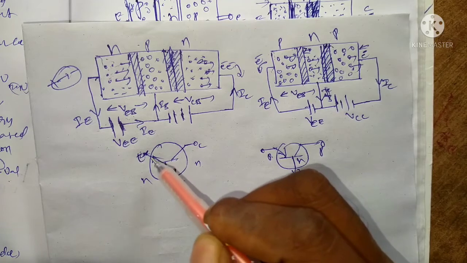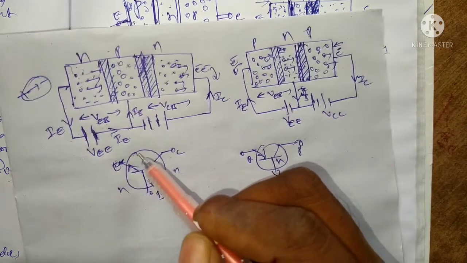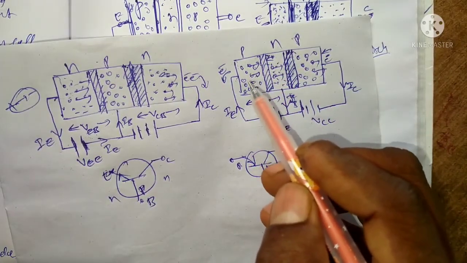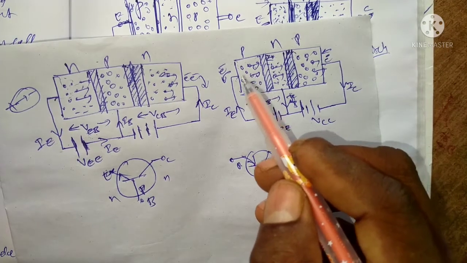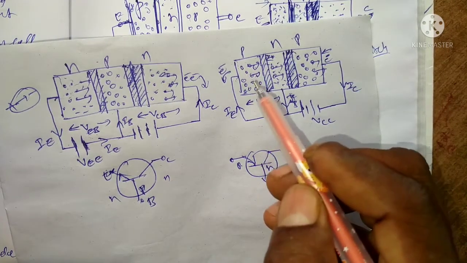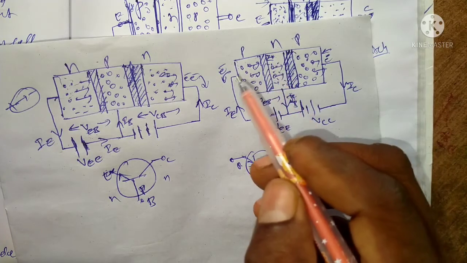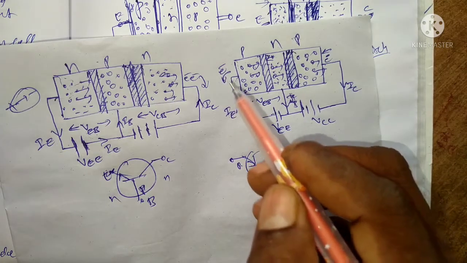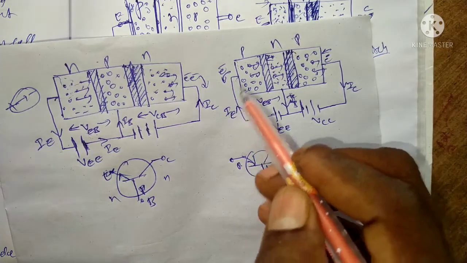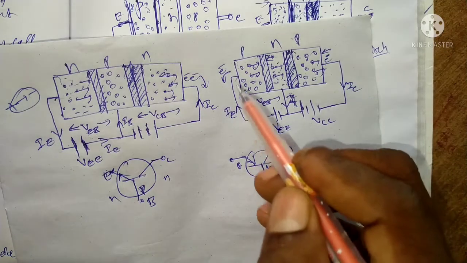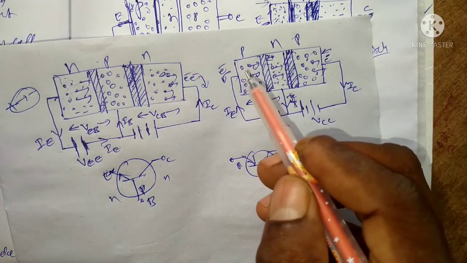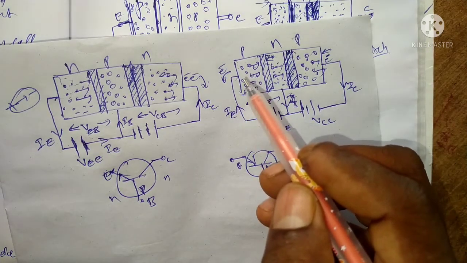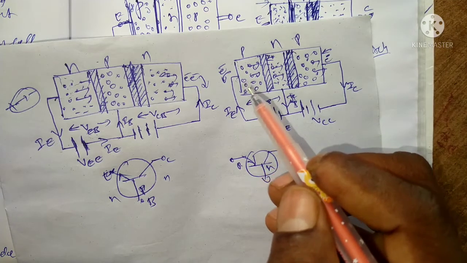For the emitter base it is P to N, that is base to emitter. Now in the case of a PNP transistor, in the P the majority charge carriers are holes. The hole direction is this direction, and the electron direction is this. The electron current is always opposite to the current direction. Opposite to the electron direction is the current direction, or current path direction.